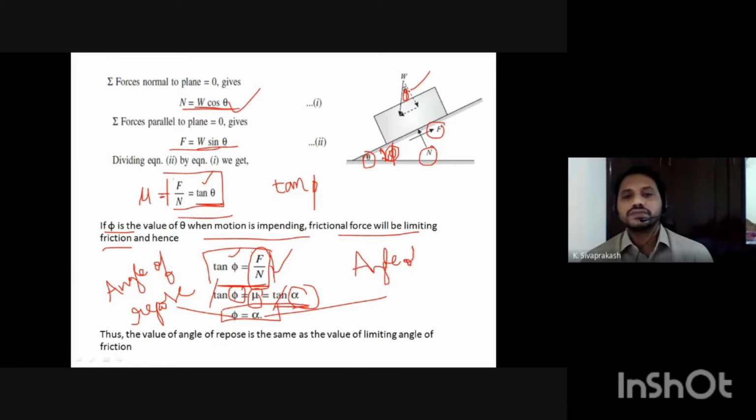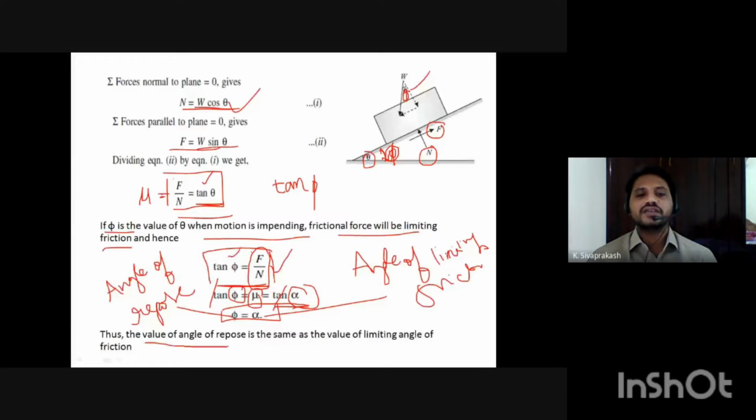Angle of limiting friction. Why? Because actually it is the angle of friction only, but here the alpha we consider is when the friction reaches its maximum value. So that's why it is the angle of friction. Otherwise, you can write the angle of repose is equal to the angle of friction. So the value of the angle of repose is the same as the value of the limiting angle of friction.